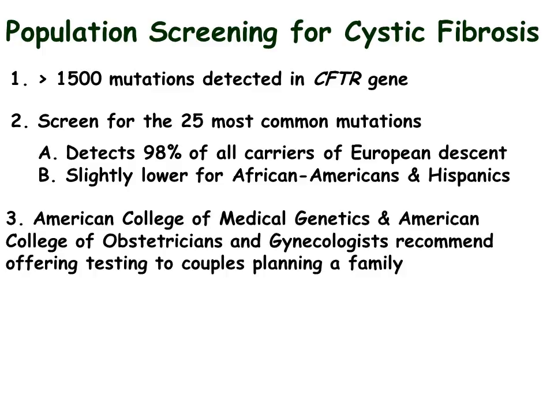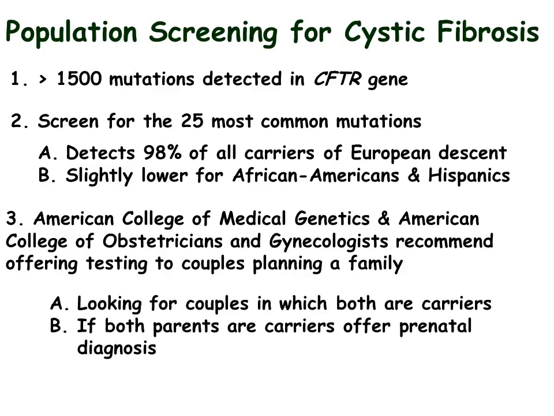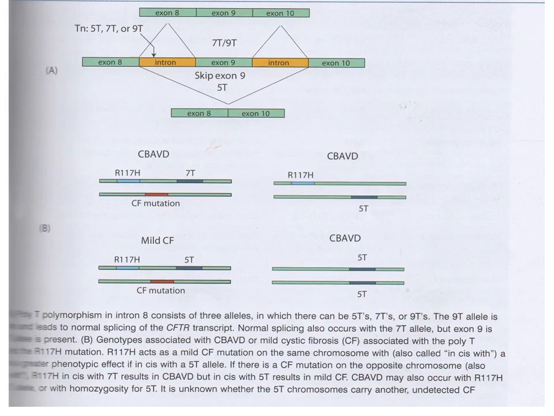The American College of Medical Genetics and the American College of Obstetricians and Gynecologists recommend offering testing to couples planning a family. We're looking for, of course, couples in which both are carriers, and if both parents are carriers, they offer prenatal diagnosis. And this is just showing you some of the splice site mutations and stuff. I'm not going to test you on it. If you're interested in this, you could take a look.